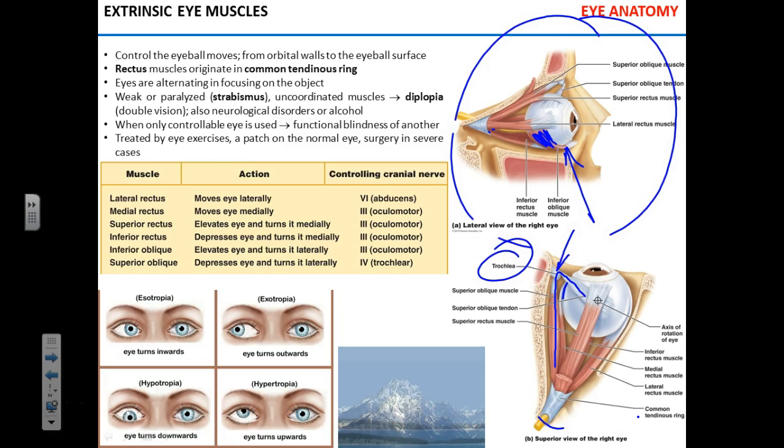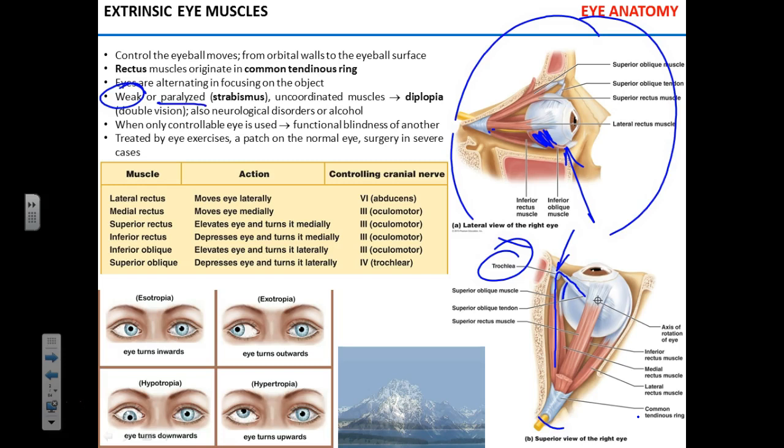We have 6 muscles. I expect you to know the function for each of them. It's not that hard. Does that make sense? What if one of your eye muscles doesn't work? How do you call it in layman's terms? Lazy eye. Yep, that's lazy eye. There are 2 major reasons for lazy eye: weak muscle or paralyzed muscle. Also uncoordinated muscles will lead to lazy eye.